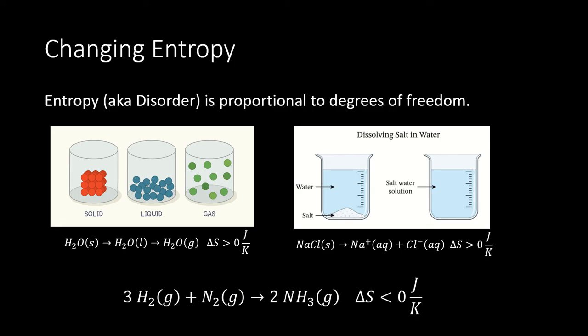But if we were to look at the chemical reaction of molecular hydrogen and molecular nitrogen reacting to form ammonia gas, let's look at it this way. We have 3 molecules of hydrogen gas and 1 molecule of nitrogen gas on one side, and they are being compressed into 2 molecules of ammonia gas. The system is decreasing in options for how it can rearrange those elements. It is increasing in order, so that would result in a decrease in entropy, or a negative change in entropy.